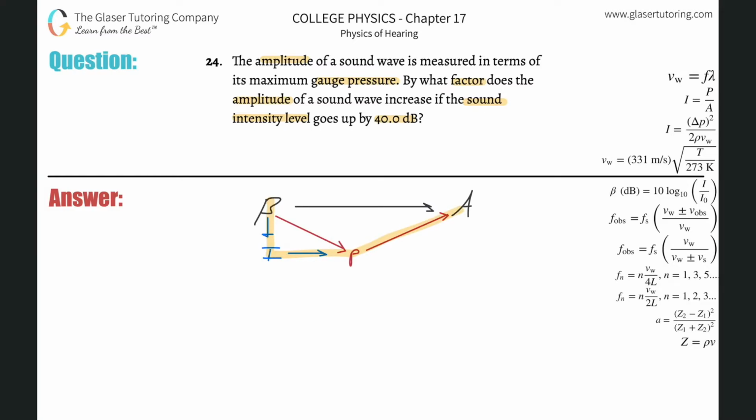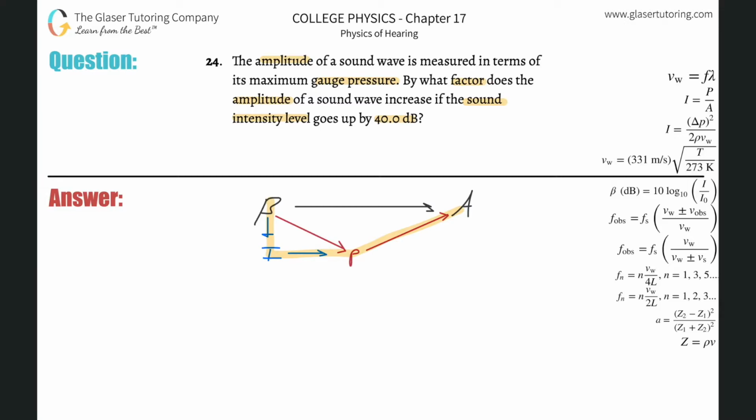Okay, so hold on to your seatbelt, ladies and gentlemen. The ride's going to get a little bumpy. Now we have to start setting this up. First thing I'm going to do is work backwards. I have to find the factor the amplitude changes by, and I know amplitude is measured via pressure. So I want to solve my equation for pressure.